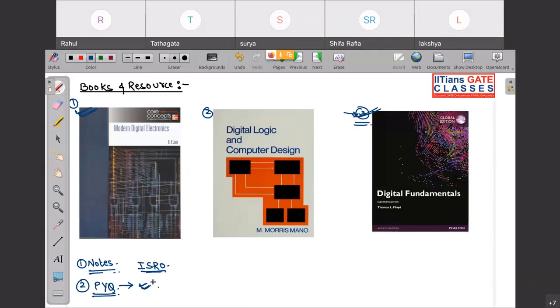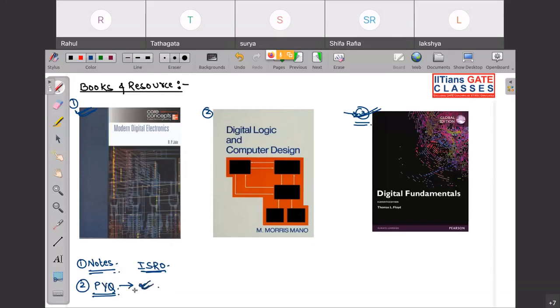The IIT selecting body, they actually churn out a lot of details from the chapters. And those details, if you have understood the chapter properly, then you can apply those concepts in those questions. So my first and most important advice to you people will be to get the PYQ book.